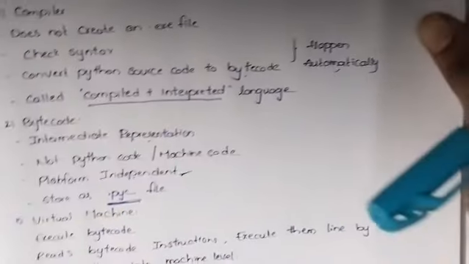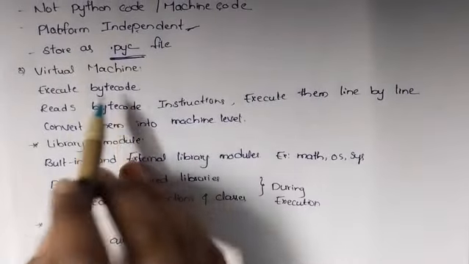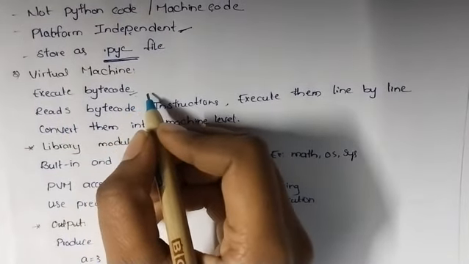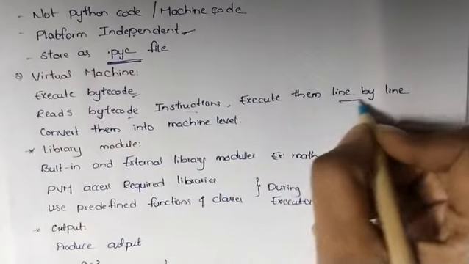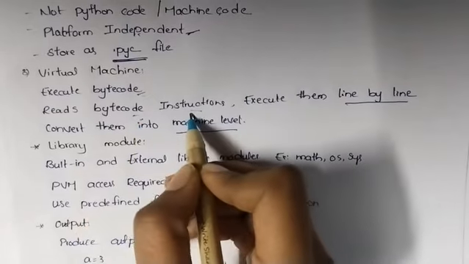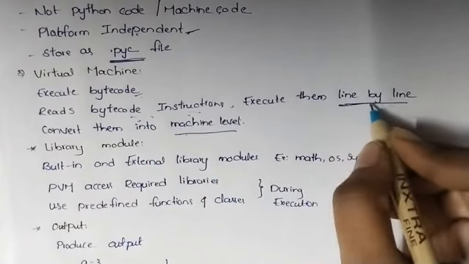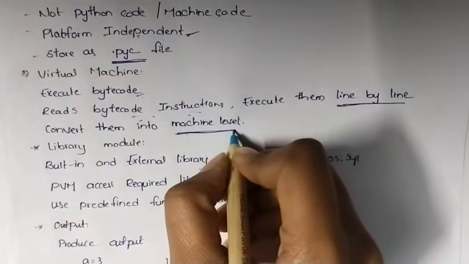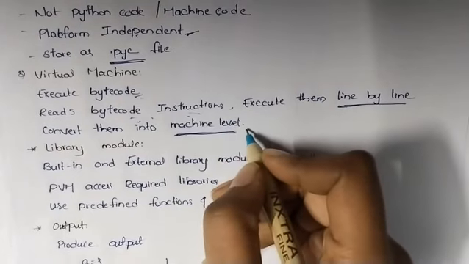Okay, next, understand what is the virtual machine. In Python, the virtual machine executes bytecode. It is responsible for executing our bytecode. It reads the bytecode instructions, executes them line by line, and converts them into machine level code, in zeros and ones language. So then the computer can easily understand the code.